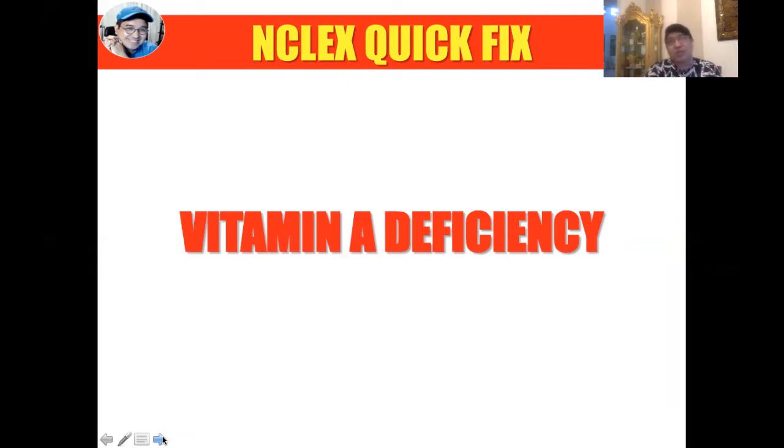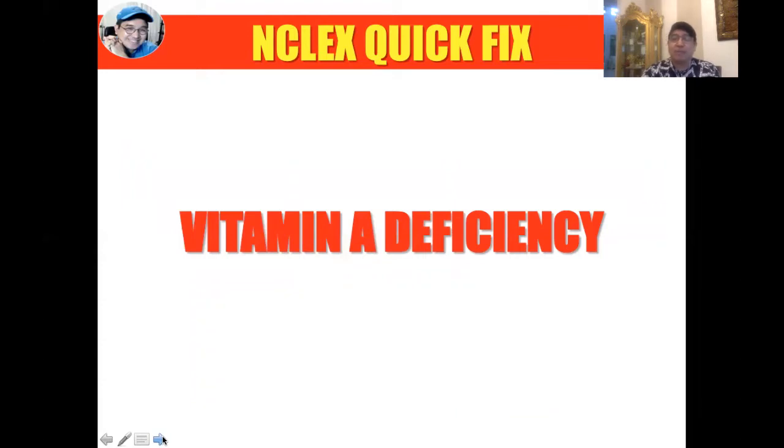Now, question: what would be the common sources of vitamin A? We begin with liver. That's very high in vitamin A. However, if your patient is pregnant, you do not just give liver pate, because liver pate could increase the risk for toxoplasmosis. So it's very important that your patient be given that information.